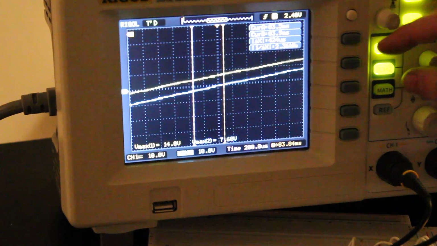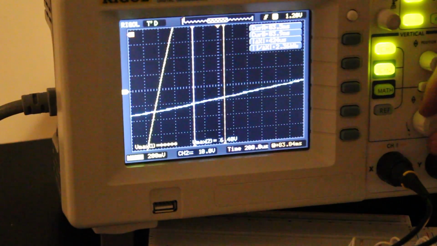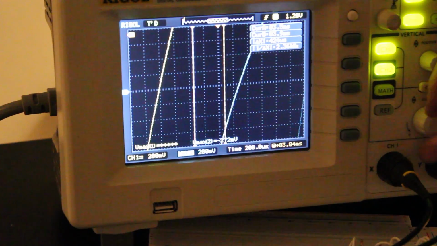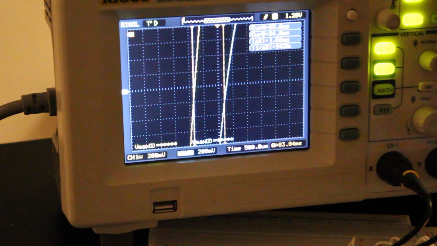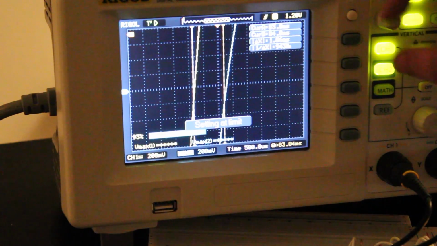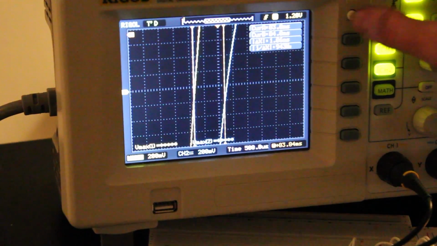And we can jack these way up here, and we can actually calculate this out. So I'm going to use my cursors now, and we can, oops, what am I doing here?